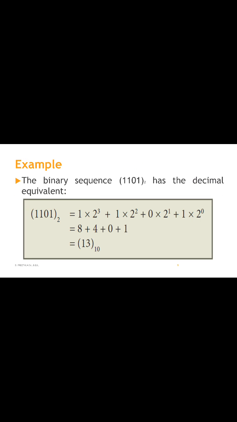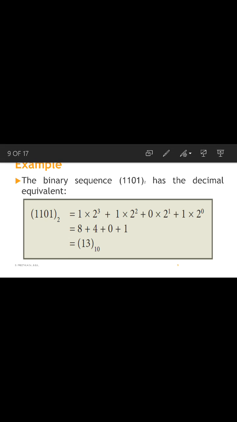Now this is an example to convert a binary sequence into its decimal equivalent. This is the binary number 1101. Now we have to give the positional powers. We start from the right, so here it is 0, 1, 2 and 3. Now how we calculate it: first take the first number 1 into 2.